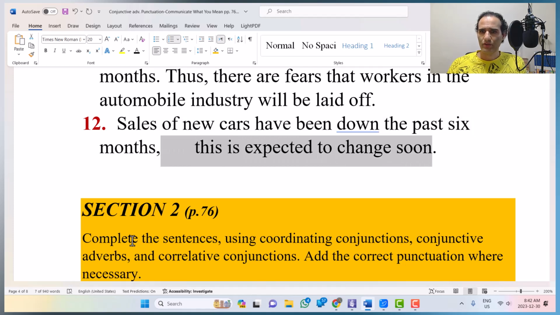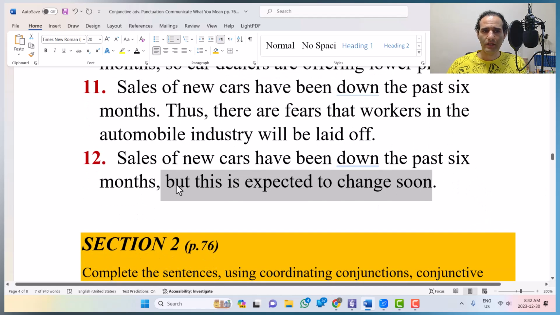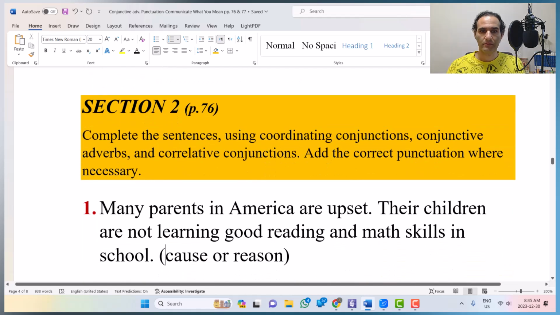This is expected to change soon. I guess a "yet," a "but," or something like that. But this is expected to change soon. So you got it. If you got comma before, it is a FANBOYS. If you got comma after, it is a conjunctive adverb.